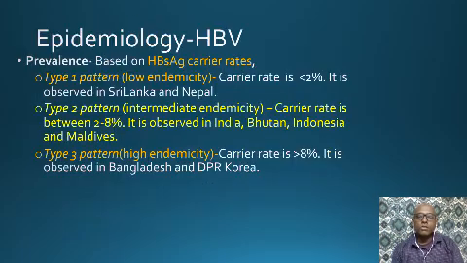The prevalence of HBV is based on the HBsAg carrier rates. There are three types: type 1 pattern, which is low endemicity; type 2 pattern, which is intermediate endemicity, where the carrier rate is around 2 to 8%. It is observed in India. Type 3 pattern is seen in high endemicity.